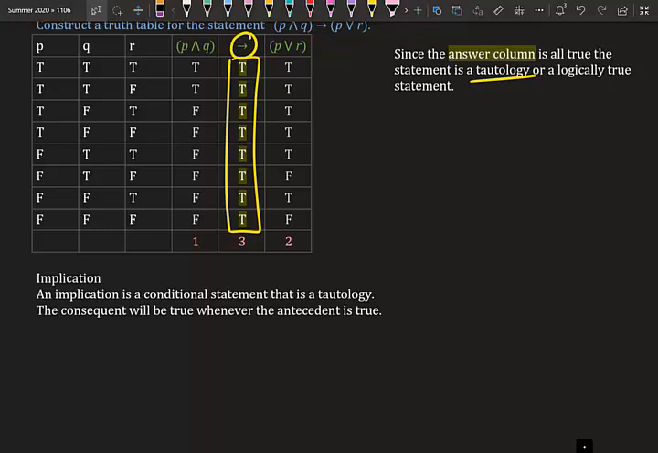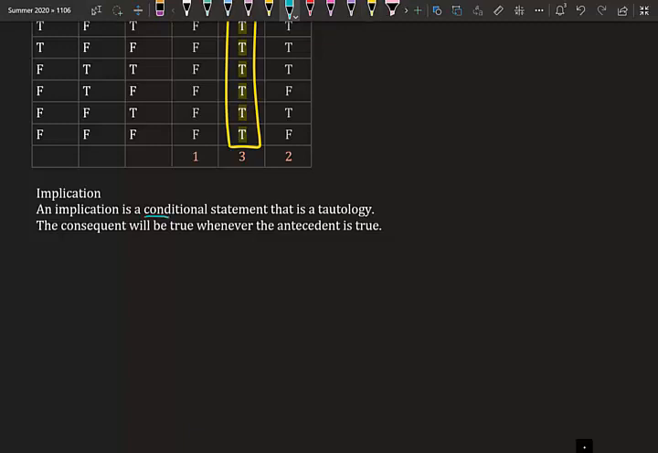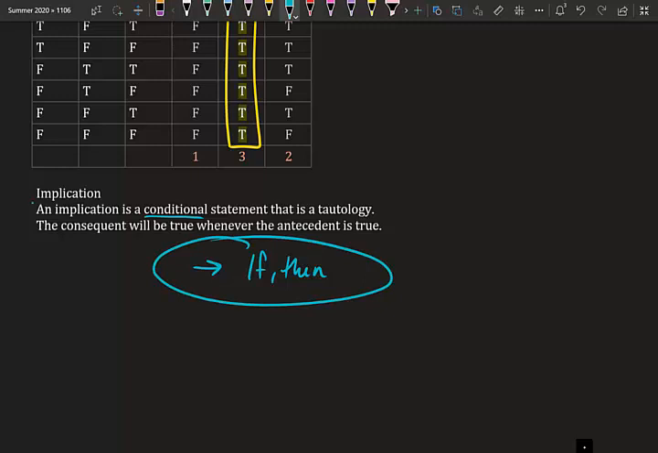An implication is a conditional statement that is a tautology. So remember, a conditional statement, that's if-then. So the consequent will be true whenever the antecedent is true. So when you have an if-then statement, it's called an implication if it's a tautology. I'll say that again in another way. If-then statement, if it's all true, it's an implication. So it's a special tautology.